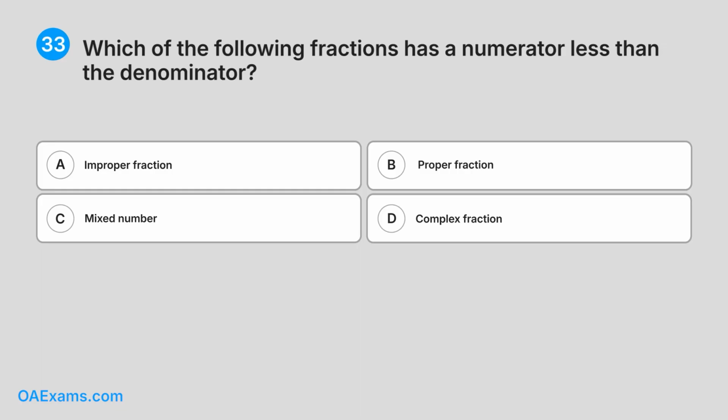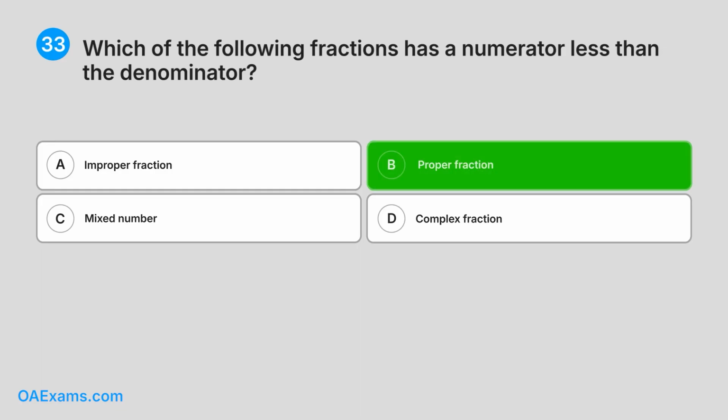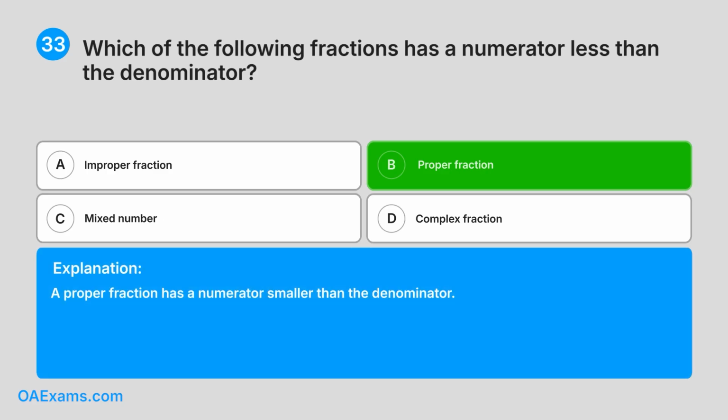Correct answer. B. Proper fraction. Explanation. A proper fraction has a numerator smaller than the denominator.